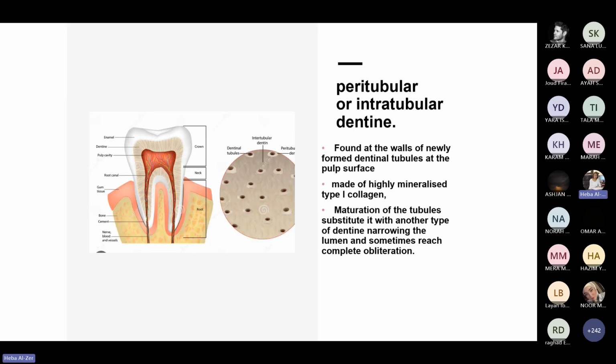The last and the most important component of the tubule is the peritubular or the intratubular dentine. As you can see in this picture, around the tubule or inside the tubule, there is this distinctive circle of dentine, which is different from the dentine between the tubules. That is called intratubular dentine, tubular dentine. So the peritubular dentine inside the tubules is a highly mineralized type 1 collagen. It's more mineralized than the intertubular dentine.